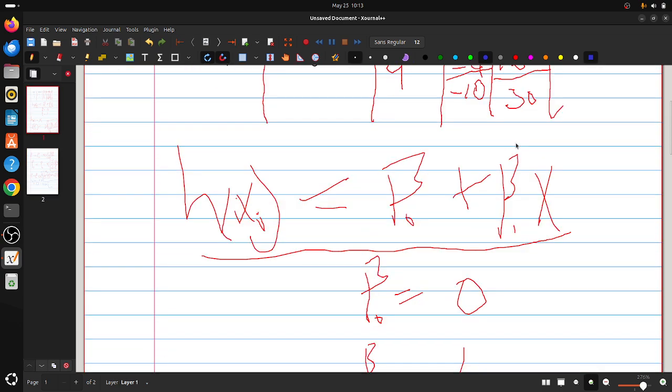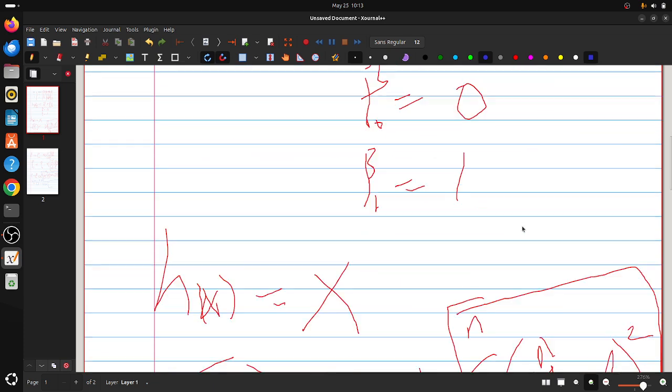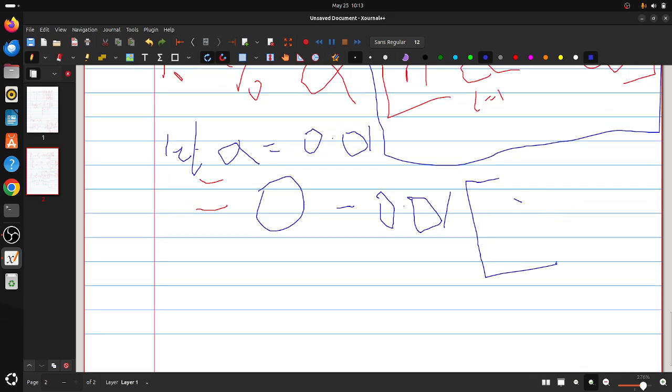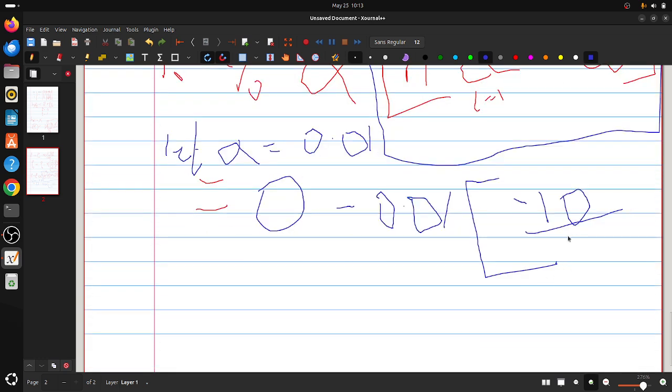from our table. Did we find that? Yeah, this is negative 10. The summation of all of this is negative 10. Negative 10 out of 4, right? n is 4. Negative 10 out of 4.